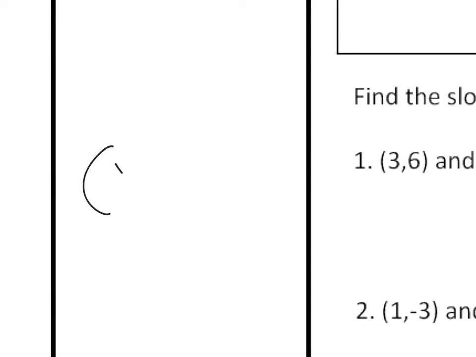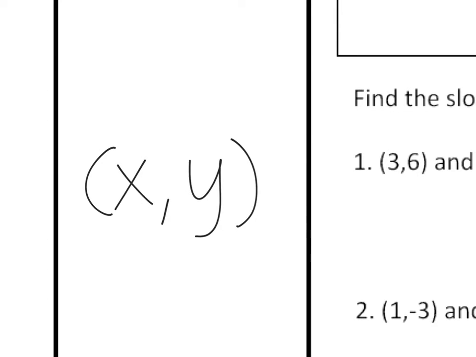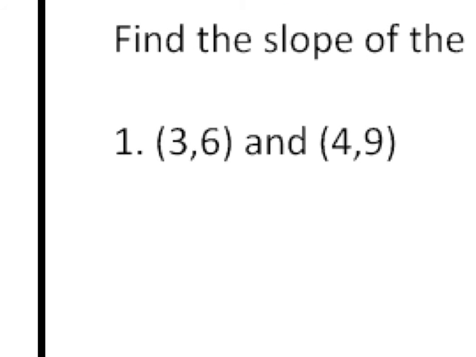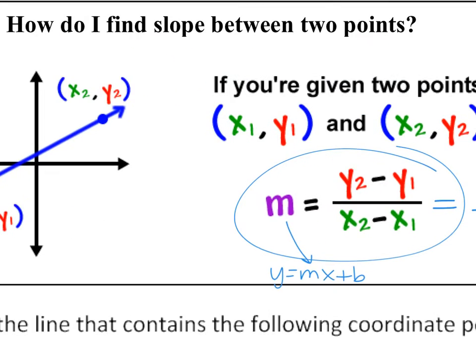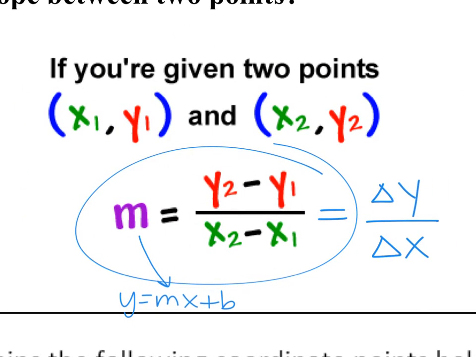Recall, a point is x, y. Right? So the first number is the x value, second number is the y value. That's what we're using. So you notice that it says y2 and y1. All that means is take the y value from the second point and subtract the y value from the first point. Now put a fraction bar. And on the bottom of the fraction, do the x value from the second point subtracted by the x value from the first point, because you're finding how it changes.